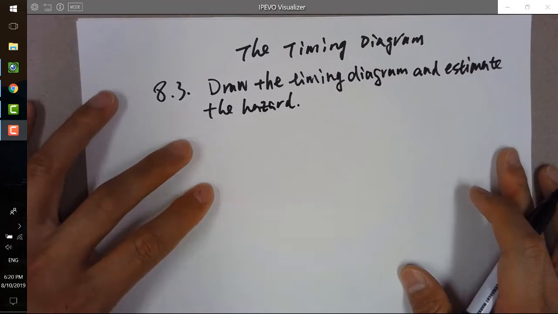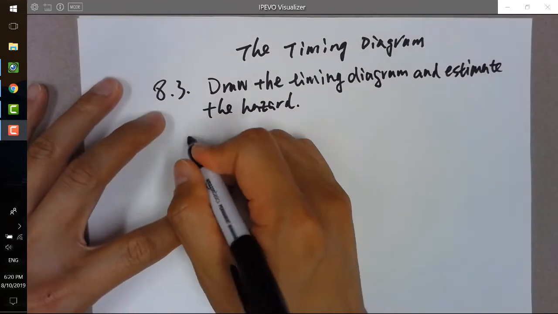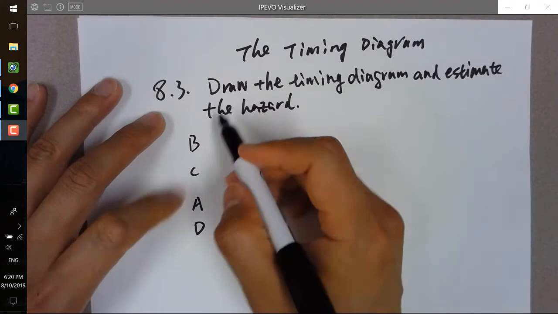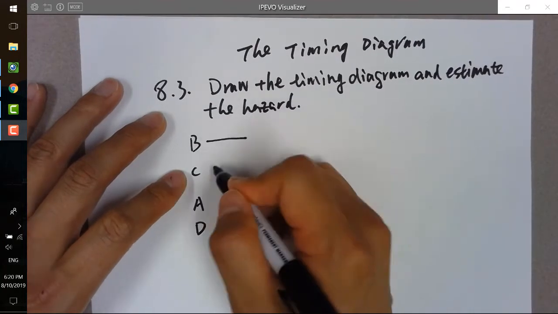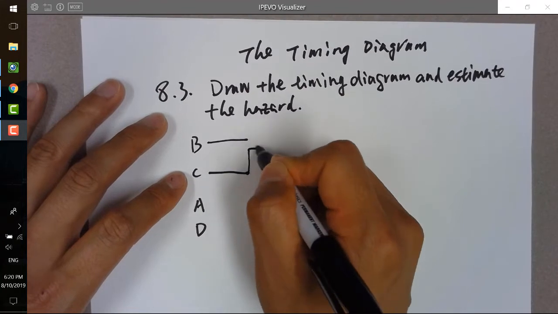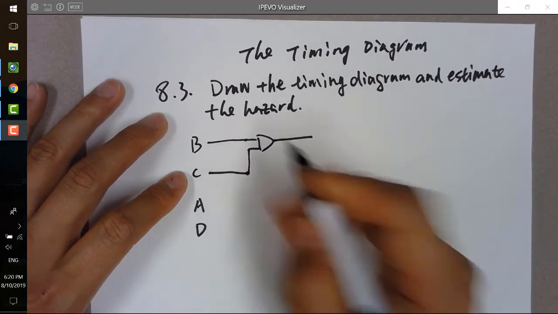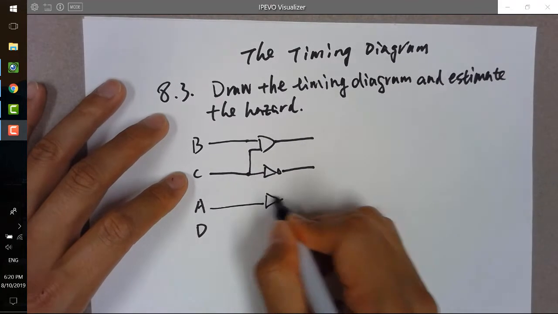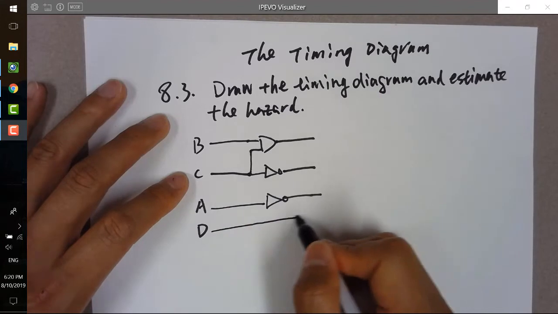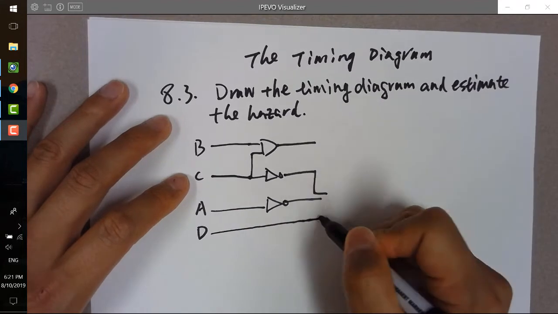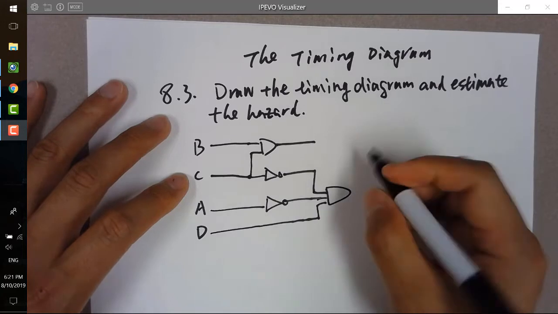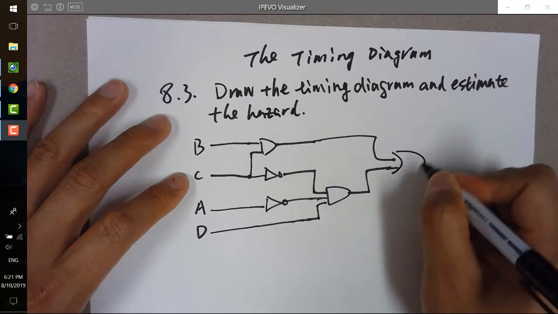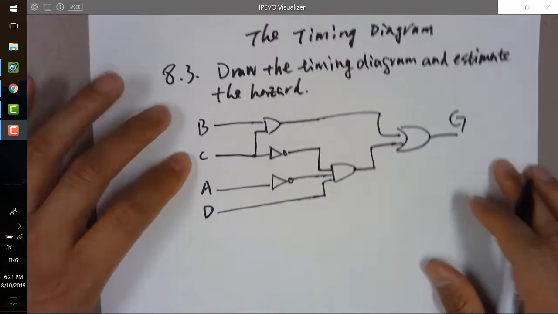Right? So here's the given circuit. 4 inputs, and here I have an AND gate, here I have an inverter, and here has an inverter, and these 3 signals are being ANDed and then being ORed to the final signal.